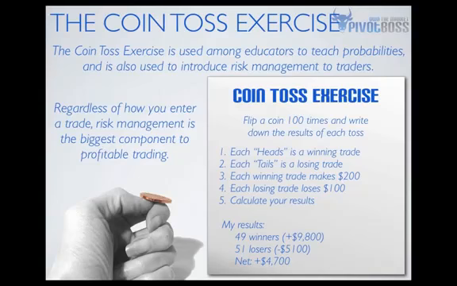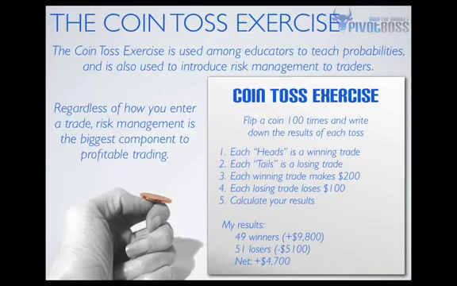So with 49 winners at $200 a pop, that was $9,800 in winnings. With 51 losers at $100 a pop, that's $5,100 lost. I netted $4,700 just because of my risk management.